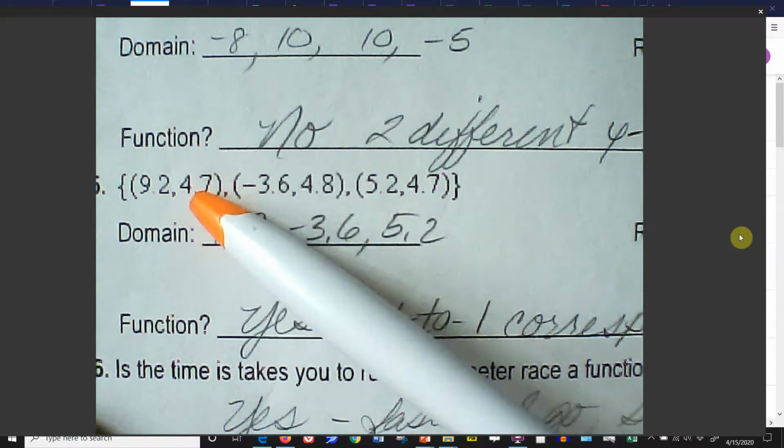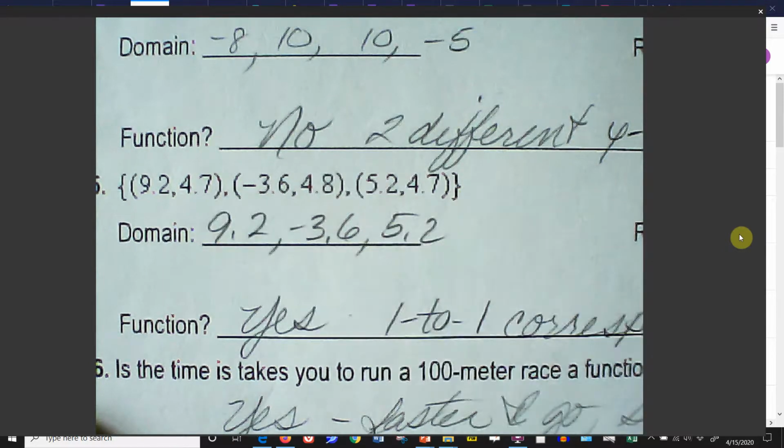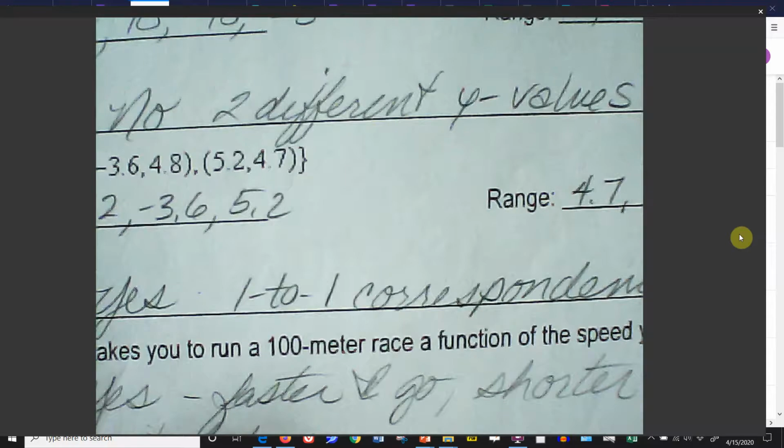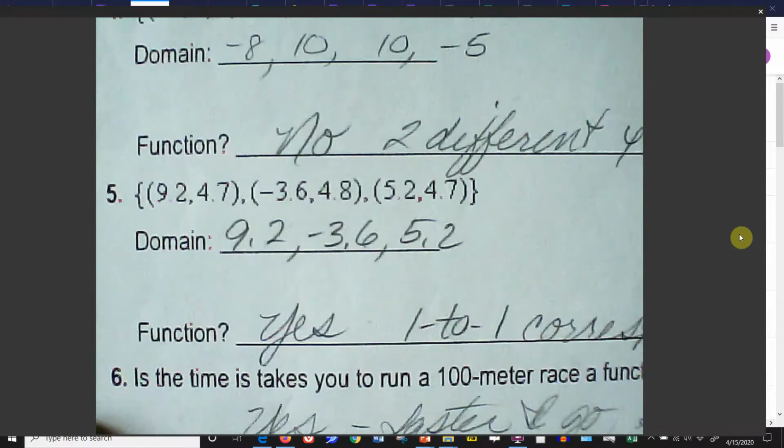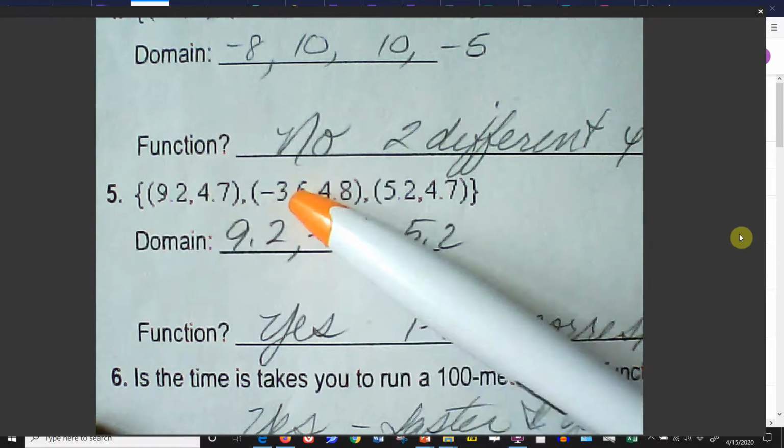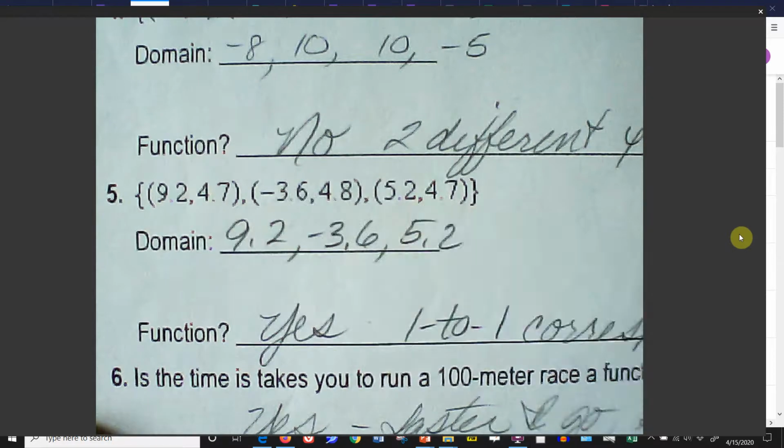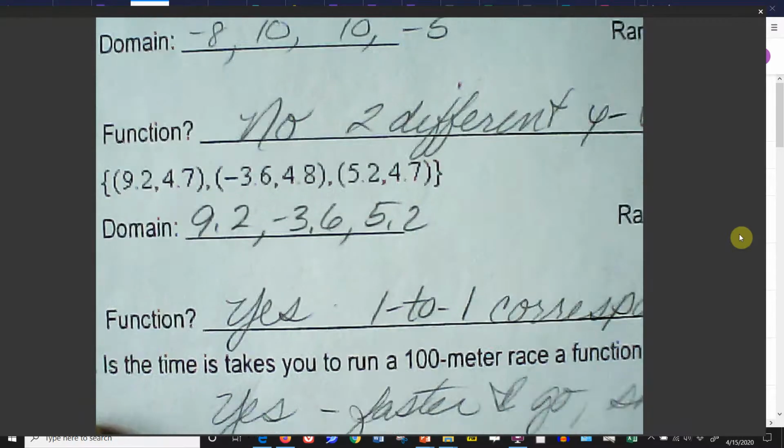The y values are the range, so 4.7, 4.8, and 4.7. There's a repeated y. Is that a problem? No. It's only a problem if there's a repeated x with two different y's, but there's not. So this is a function, and it's a one-to-one correspondence.